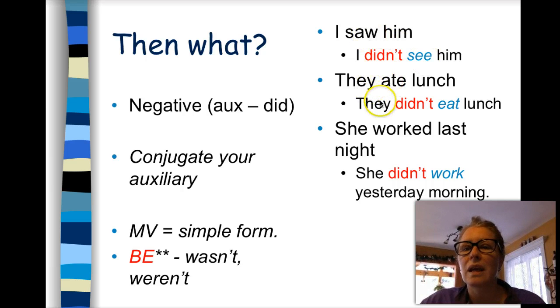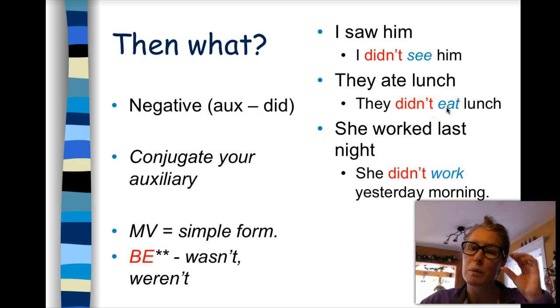They ate lunch. They did not or they didn't eat lunch. Again, this verb's in the past, so I make my auxiliary into the past, and my main verb comes back to the base form. She worked last night. She didn't work yesterday morning.